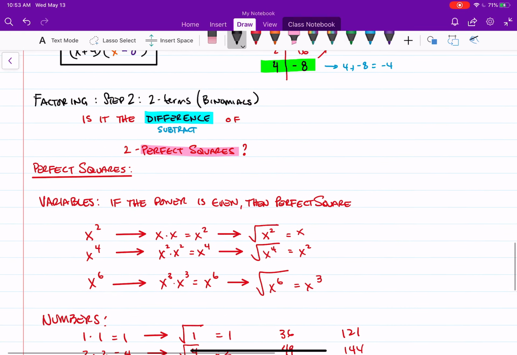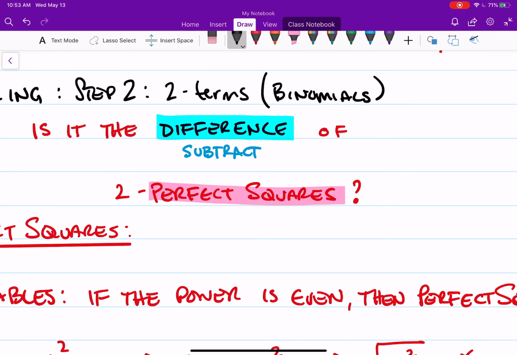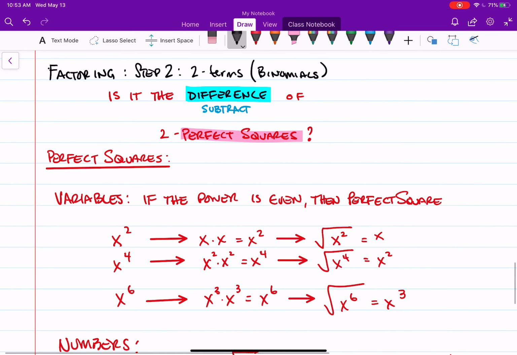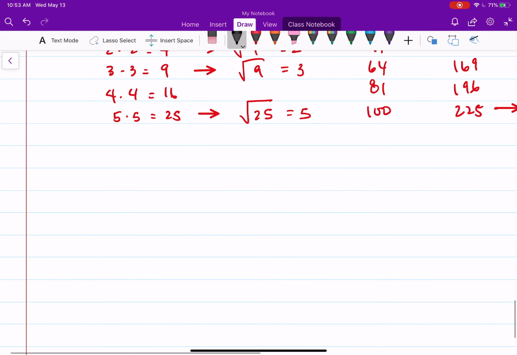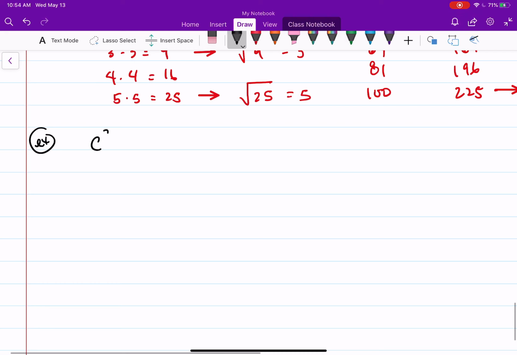All right, so these are perfect squares. So if I have a subtraction problem between the binomial and they're both perfect squares, then I'm good, okay? So, example. Let's say I got c squared minus 64. All right, so I have to see if c squared is a perfect square, if 64 is a perfect square, and if it's a difference, right? So, yes, it is the difference.